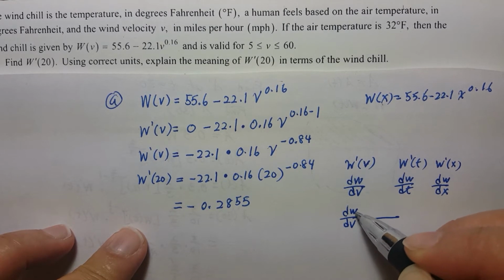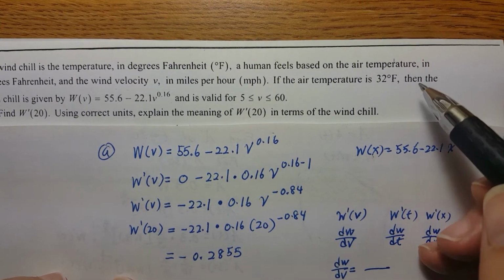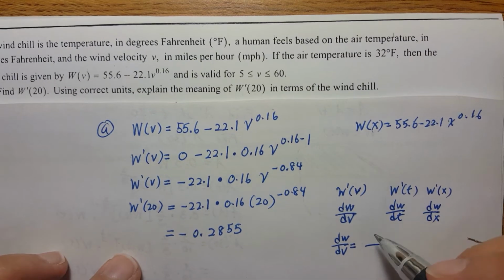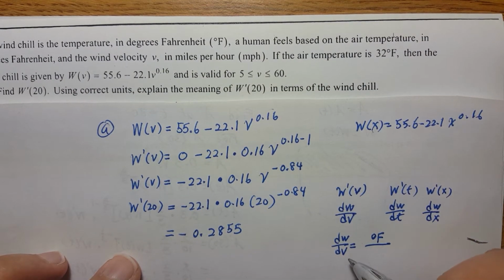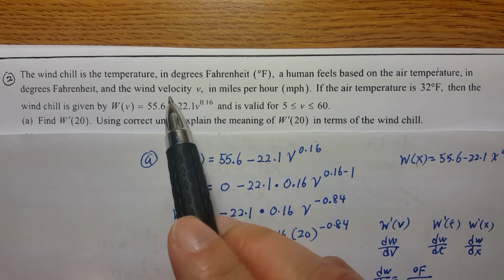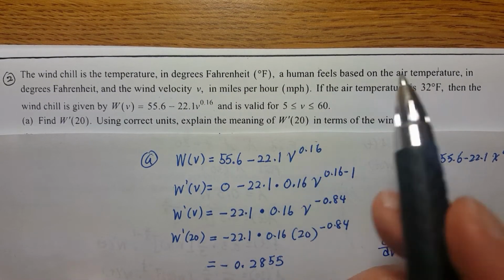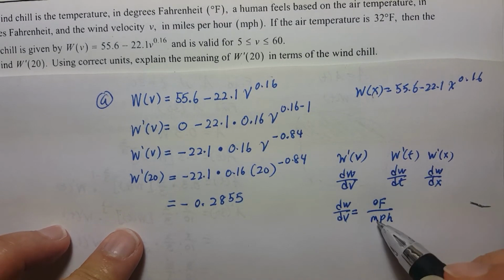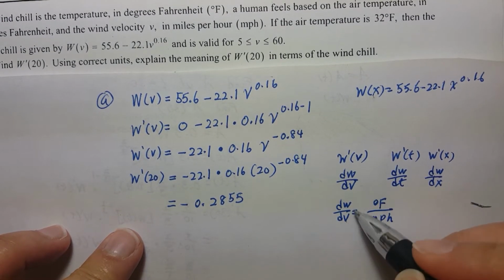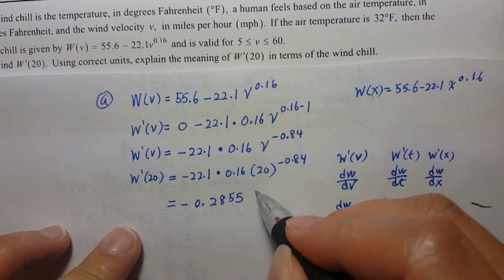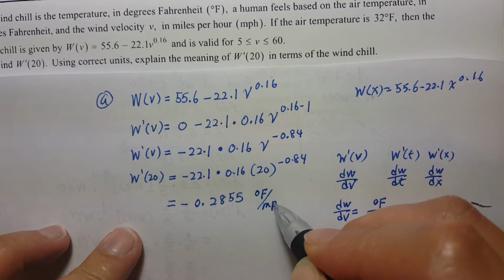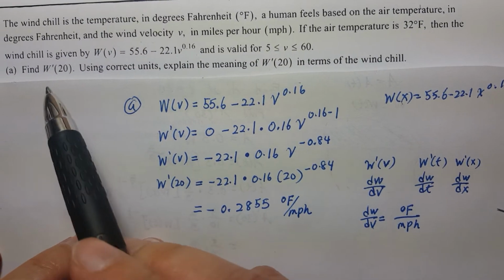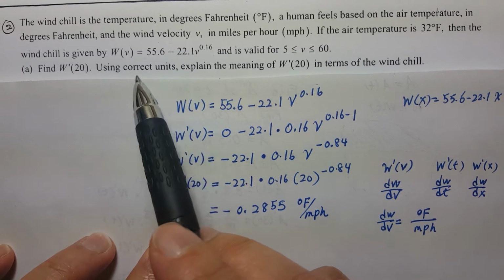So let's find the unit of W. We set that over here in the beginning. The wind chill should have a unit of degrees Fahrenheit, so we put degrees Fahrenheit. And the V is in mph, so we put mph. So now we finish finding the unit using the slope notation. We finished W prime of 20 and found the correct unit.